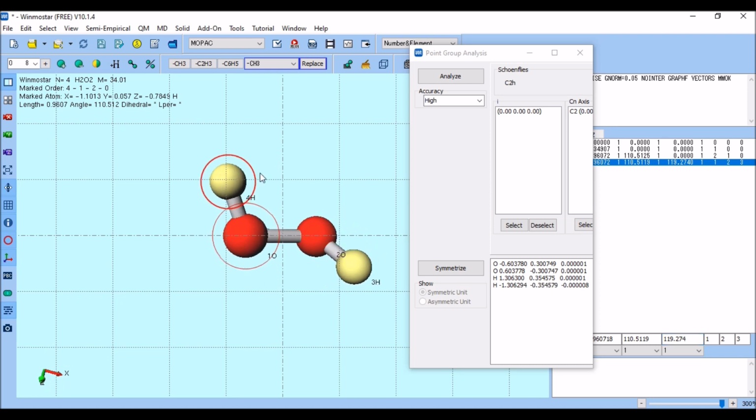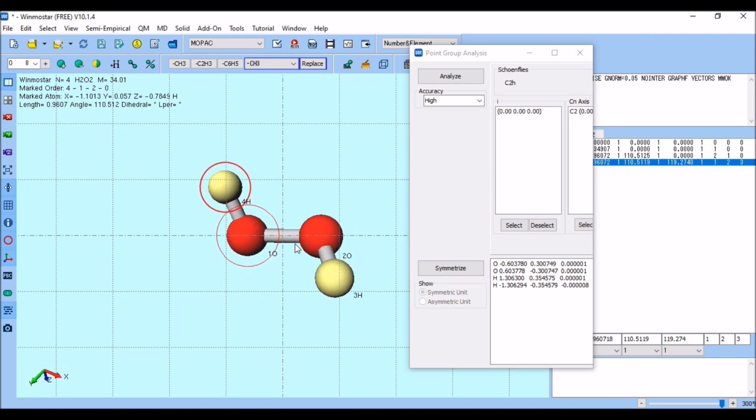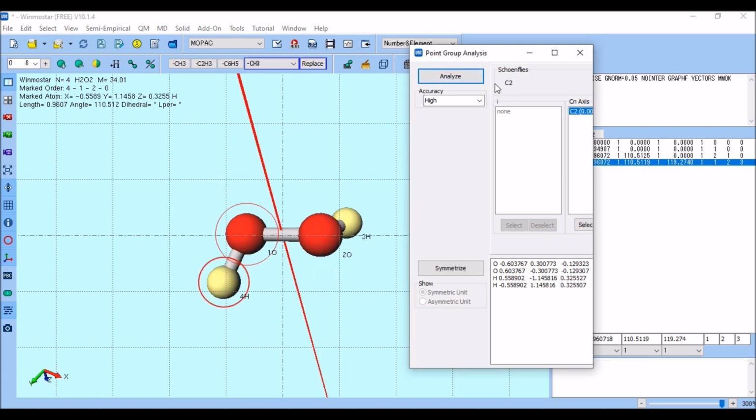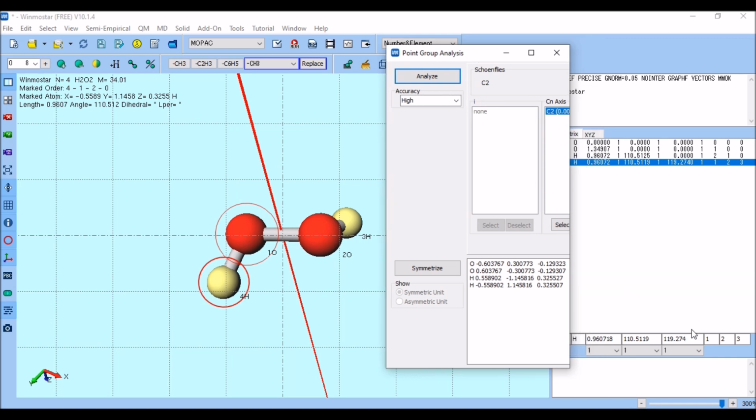So when I give 119 degrees, see the shape has changed. The geometry has changed, as we saw in the PPT. Click analyze now and see the point group is C2 now, as we discussed. Right. So the point group is C2 for 119.274.